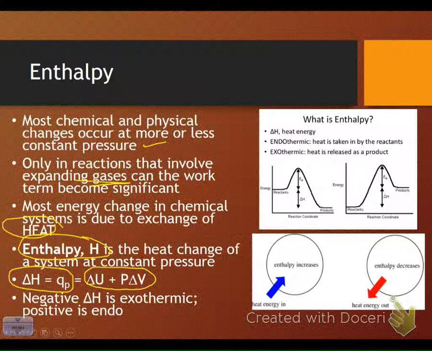The symbol for enthalpy is H, kind of strange. I don't know what H means. Maybe I used to know, but I don't anymore. Like internal energy, it's very difficult to measure. So instead of measuring it directly, it's easier to measure changes in enthalpy. So that's why we have delta H.